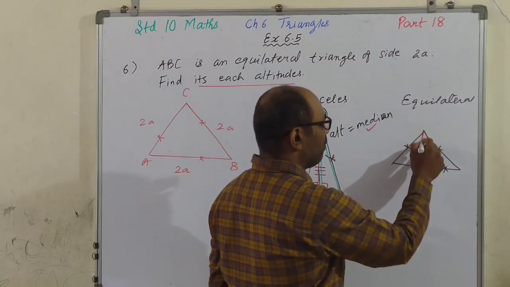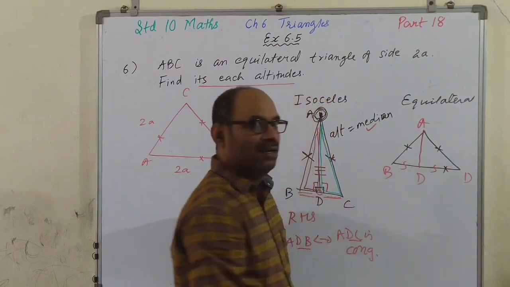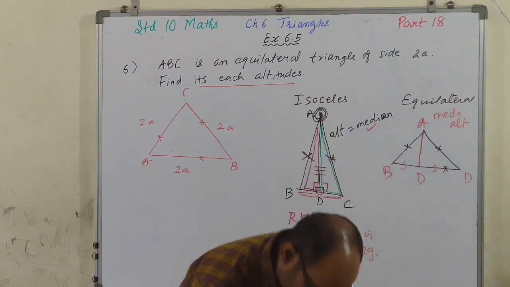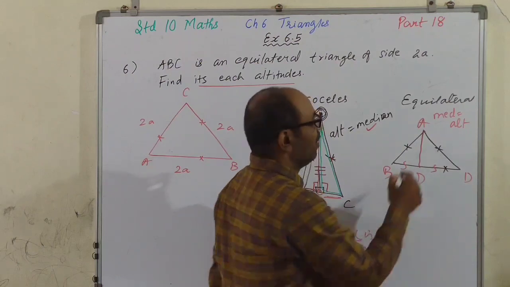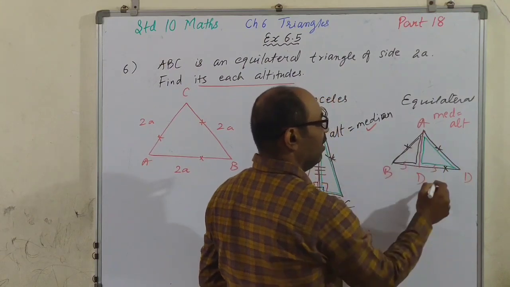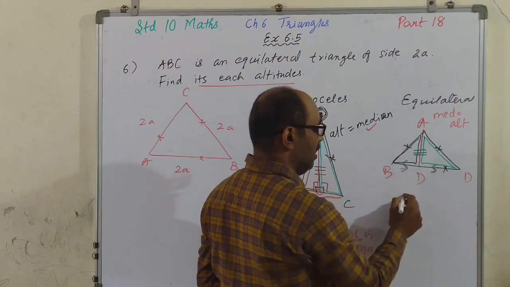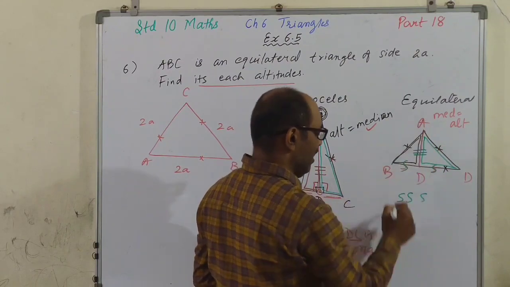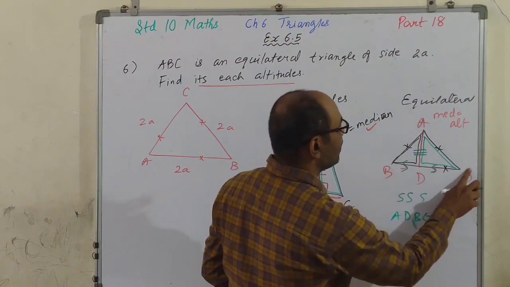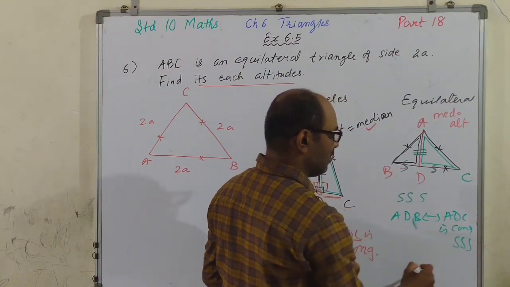Same way, if you take median, this is triangle ABC. I've taken median, children. Then that median is equal to altitude. Median is equal to altitude. कैसे? चलो, D is midpoint. Now you take this triangle black and this triangle green. Median, so this part equal to this part. This is already equal and this is the common side. So by SSS, ADB corresponds to ADC is congruence by SSS.